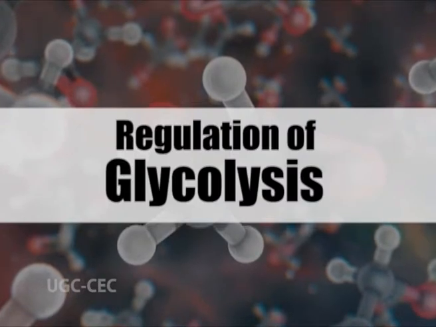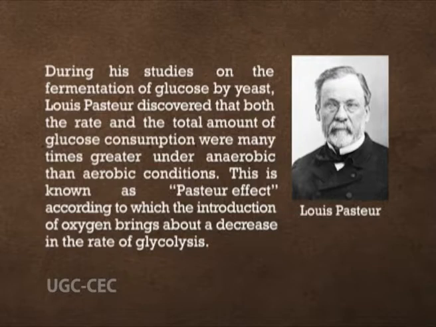Now let's look at the regulation of glycolysis. During his studies on the fermentation of glucose by yeast, Louis Pasteur discovered that both the rate and the total amount of glucose consumption were many times greater under anaerobic than aerobic conditions. This is known as the Pasteur effect, according to which the introduction of oxygen brings about a decrease in the rate of glycolysis. The ATP yield from glycolysis under anaerobic conditions, that is 2 ATP per molecule of glucose, is much smaller than that from the complete oxidation of glucose to carbon dioxide under aerobic conditions, which is about 30 or 32 ATP per glucose. About 15 times as much glucose must therefore be consumed anaerobically to yield the same amount of ATP as aerobically. The flux of glucose through the glycolytic pathway is regulated to maintain nearly constant ATP levels.